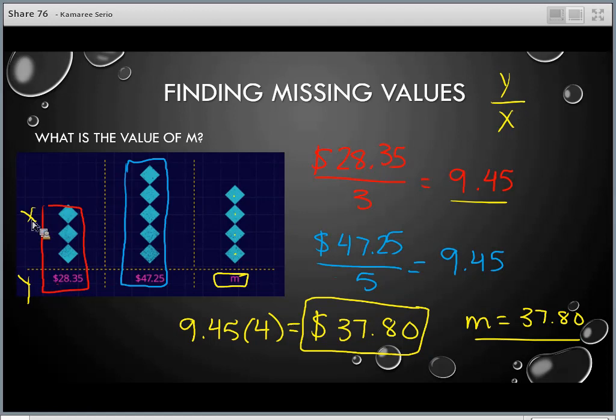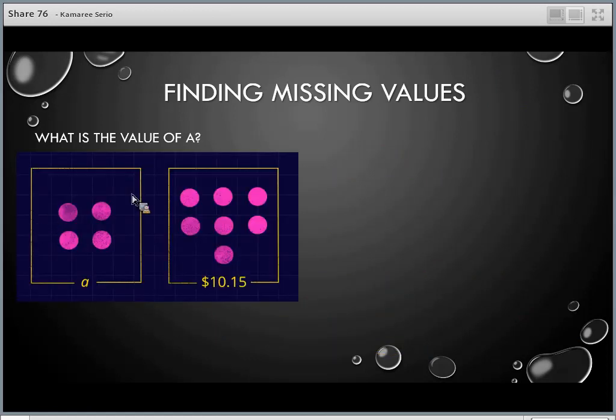Okay, we'll do another one. Here I have, what is the value of A? So I have these 4 circles and A, and then I have these 7 circles and $10.15. So I'm going to do $10.15 on top. Remember, money always goes on top, over 7. So I have 10.15 divided by 7.